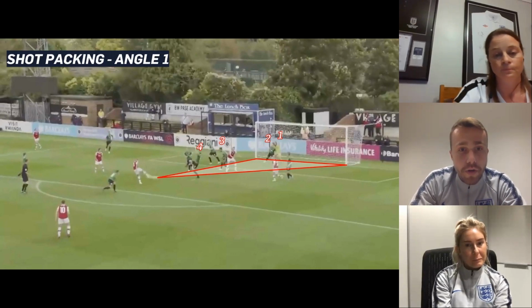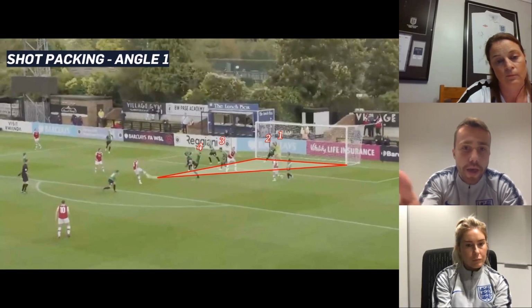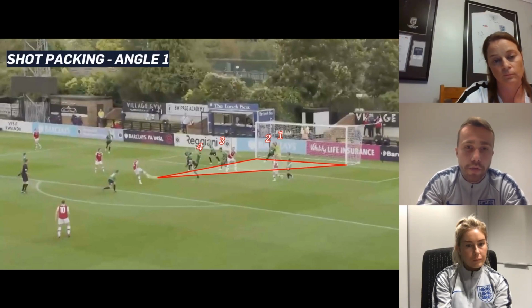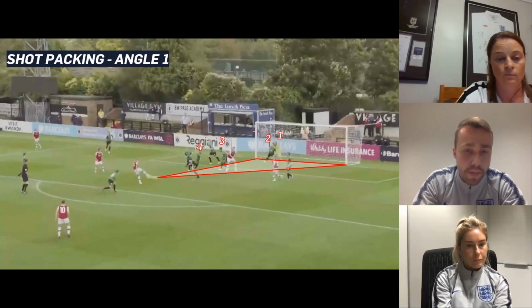We're going to introduce the concept of shot packing. I've put a visual there. So Arsenal are in possession. Jordan Nobbs just stroked the ball there, and we can highlight 4 players in the way. If we take a triangle from where the ball contact is, take it to both of the posts, and draw a triangle, it's how many players, how many bodies, are in the way of that shot. And we do include the goalkeeper.